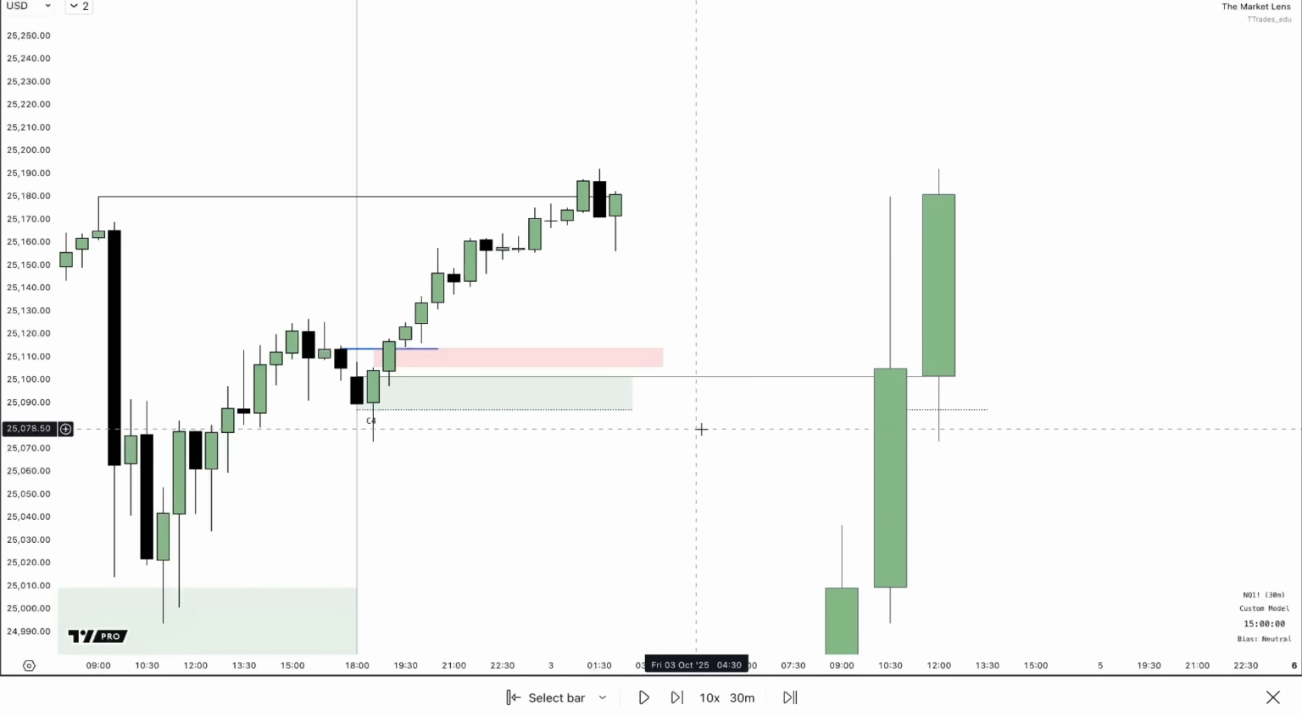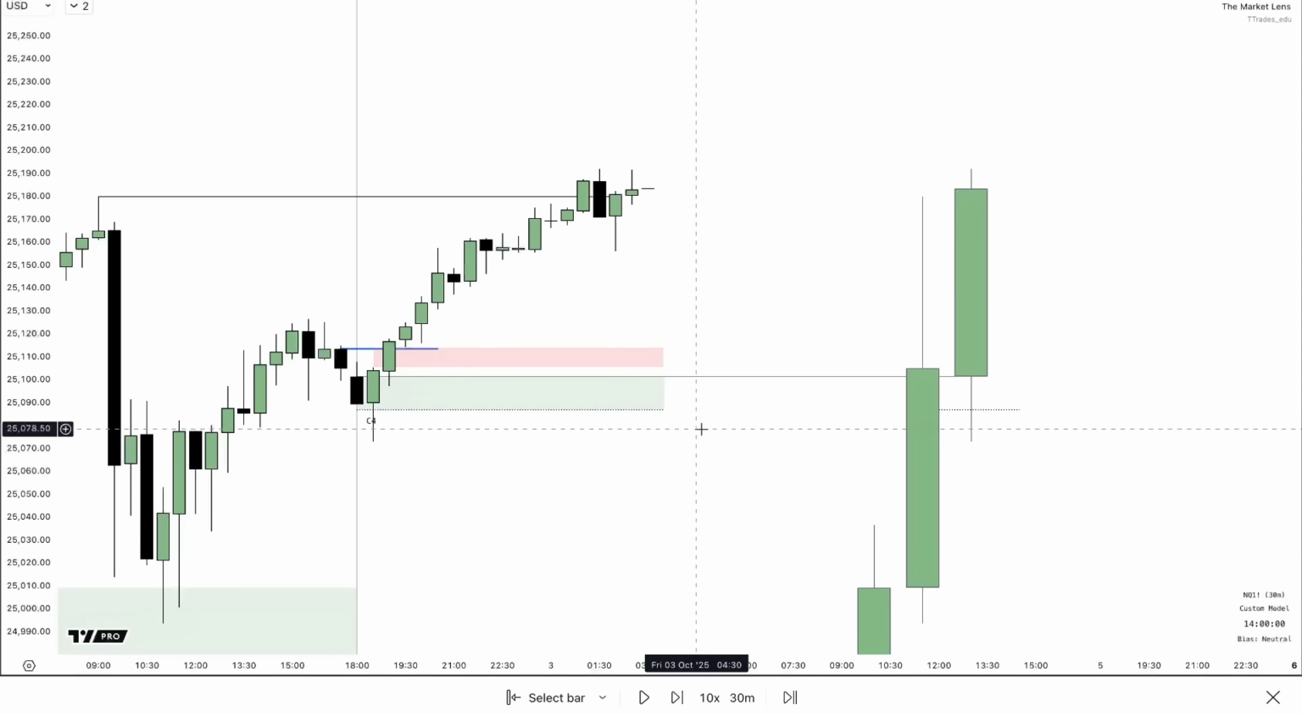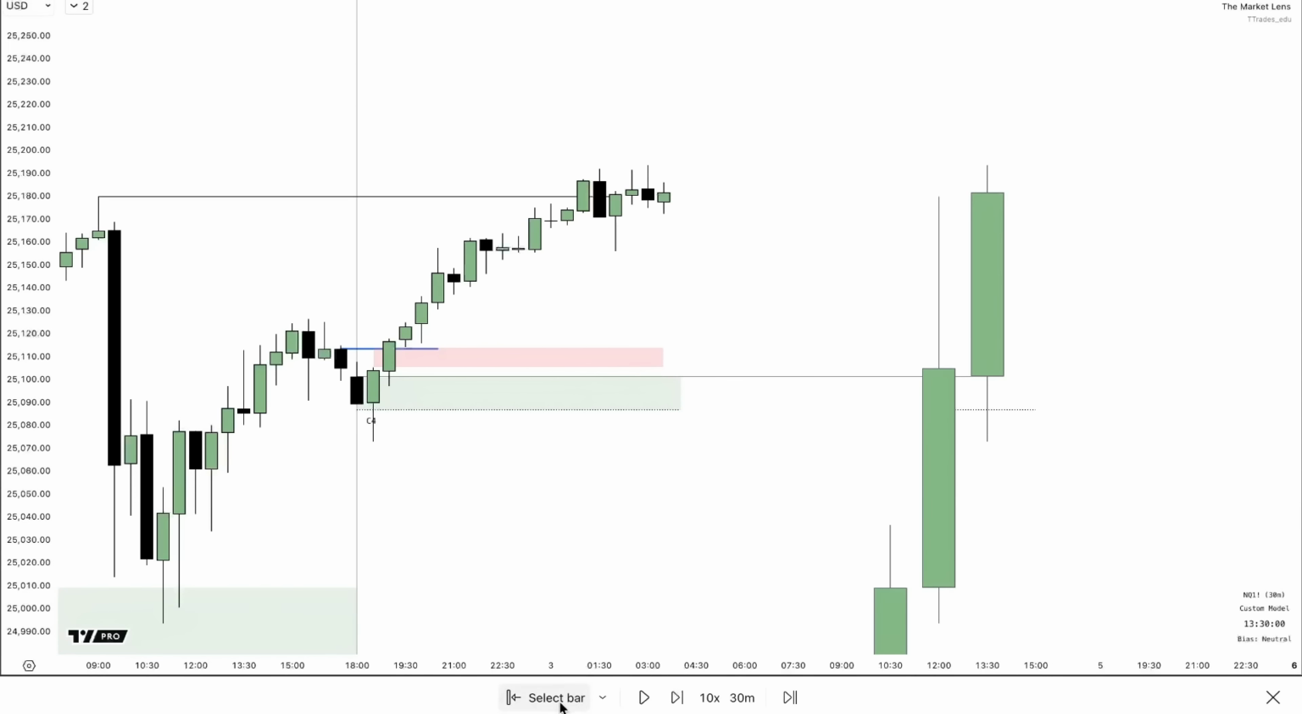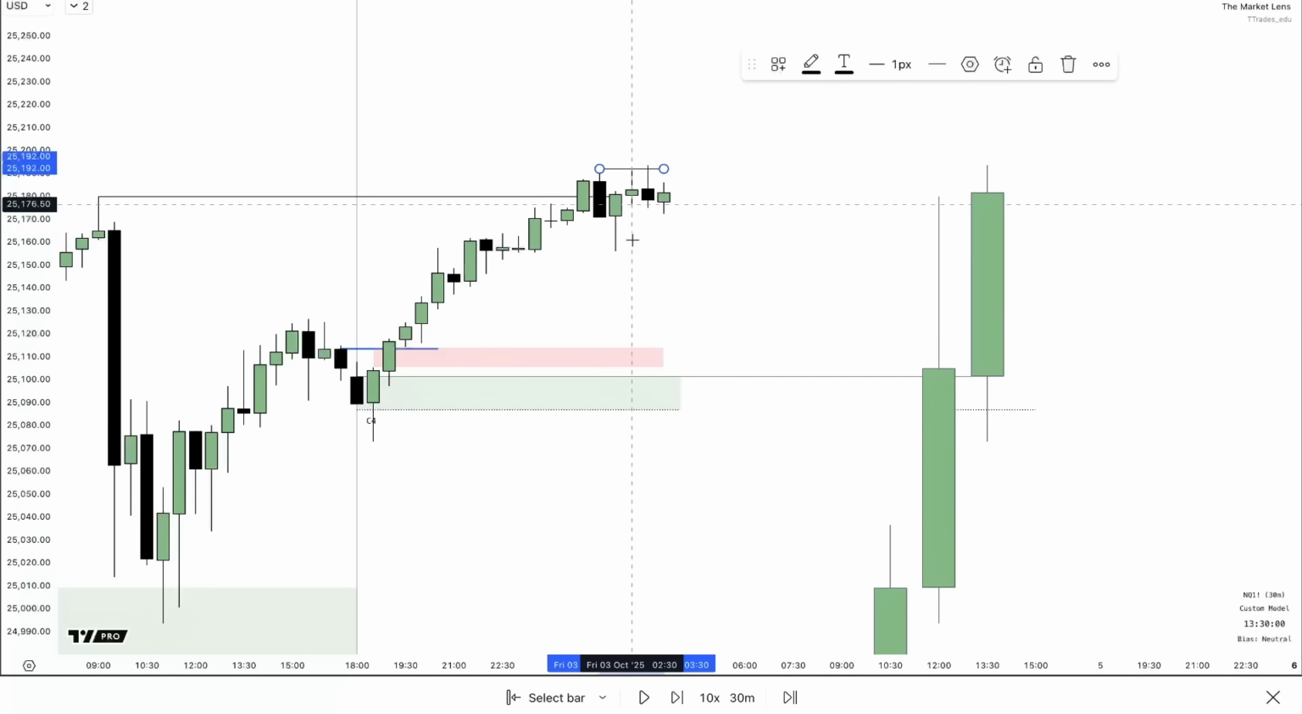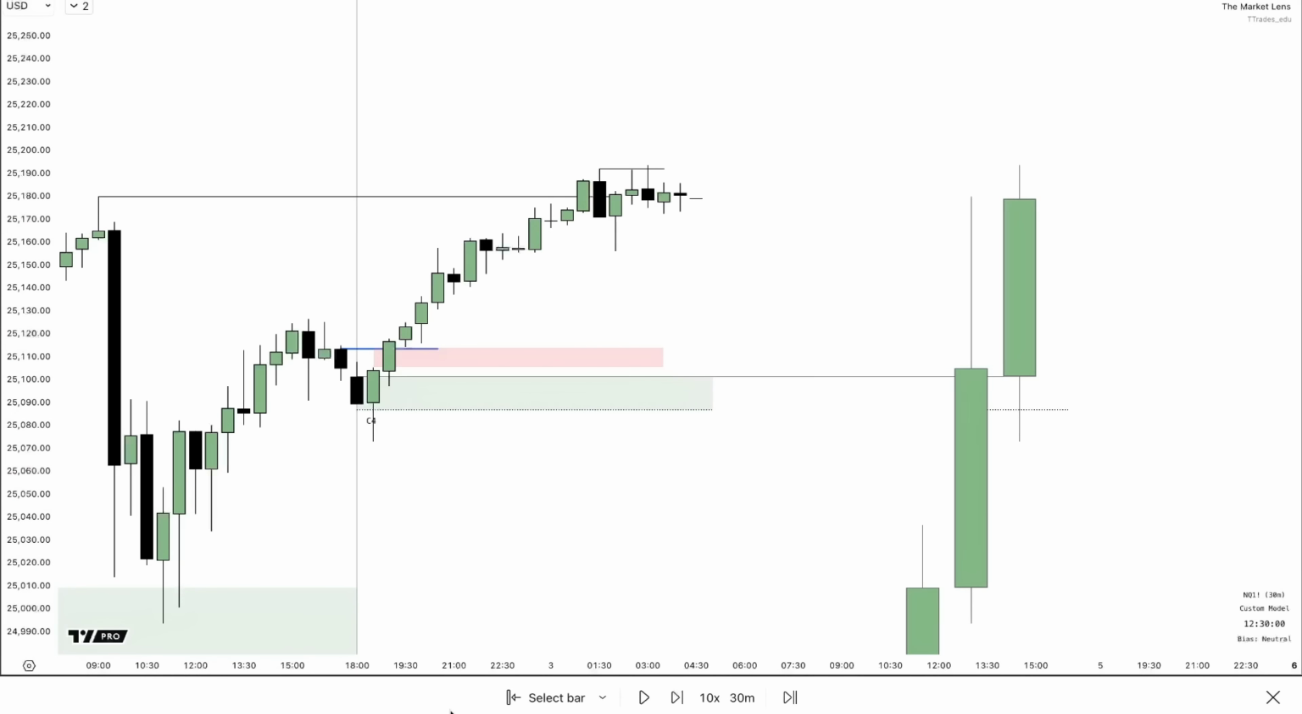But let's see what happens because we first need a confirmation of that reversal. So what do we see here? We sweep out the high. Do we get the confirmation here? Well, let's see if it happens.